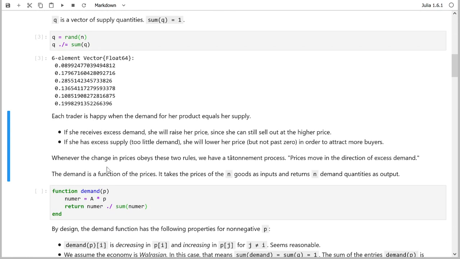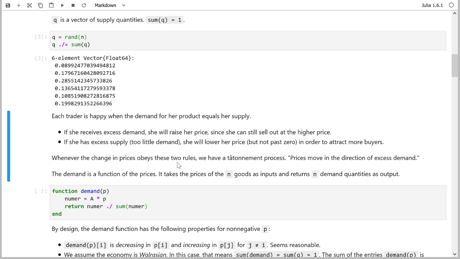So each trader in our market is happy if the demand equals the supply. So if she can pick a price so that she will get exactly 0.089 units of demand, then she has done well. On the other hand, if her demand is higher than this value, then she's going to want to raise her price. Why? Because she sold out at the lower price. So if she raised her price a little, then she could sell just as many units of inventory, but she would make greater profit. So if you have excess demand, you raise your price.